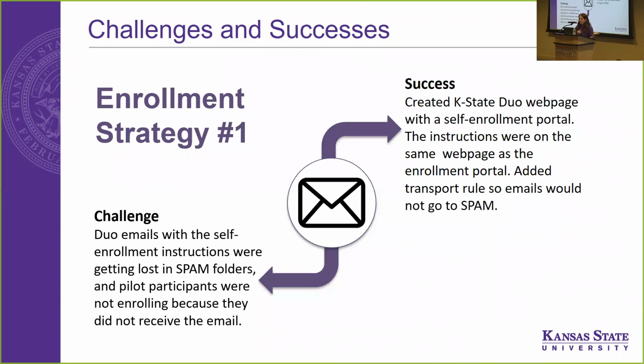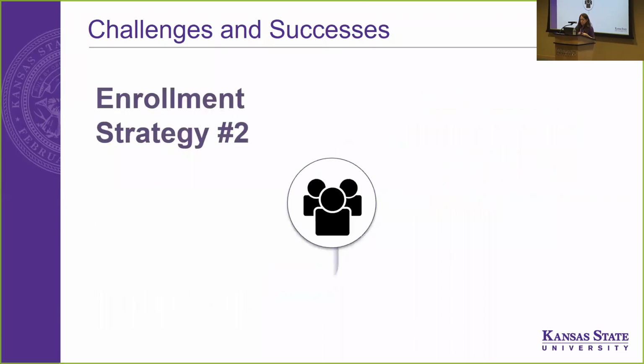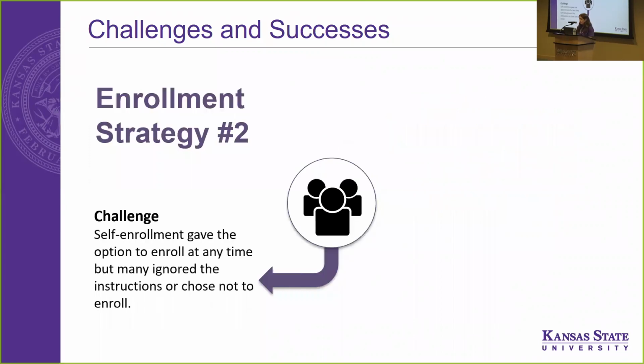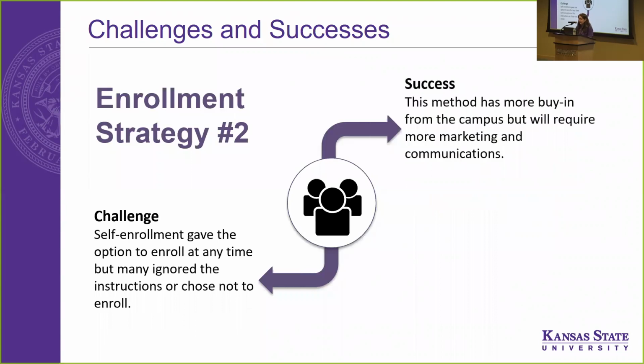But if they missed those emails or those emails went into spam, they immediately had to enroll in Duo, and maybe they were on the phone talking with a customer. We got some feedback in the feedback surveys that that was disruptive. They would like to enroll when it's convenient and when they have time. So we implemented that new enrollment strategy using the Duo API.